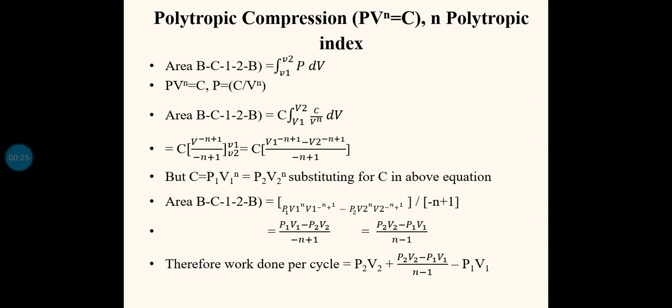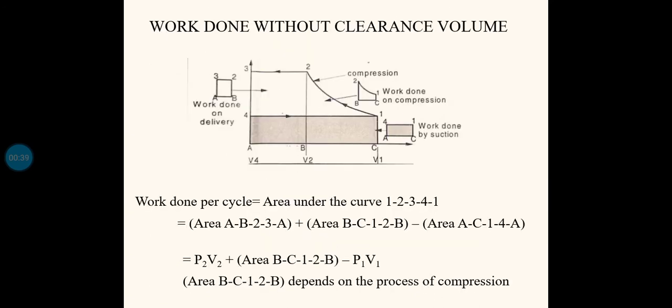Expression for the work done by the reciprocating air compressor if the compression follows the polytropic compression, that is PV raised to n is equal to constant, where n is the polytropic index. So from the earlier presentation we have seen that the work done per cycle will be equal to area under this curve plus area under this curve minus area under this curve.